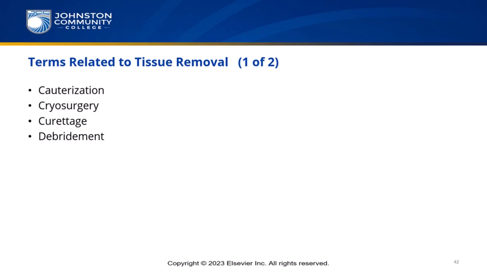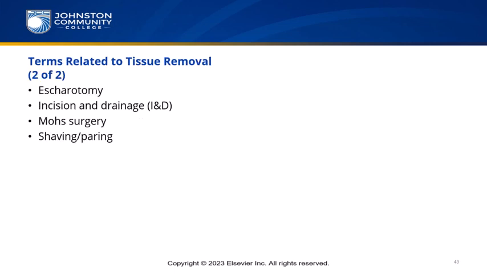Debridement is the first step in wound treatment. It is the process of removing dirt, foreign bodies, damaged tissue, and cellular debris from a wound or burn in order to prevent infection and promote healing. An escharotomy is an incision into eschar, the scab that forms over a burn, usually to remove it.